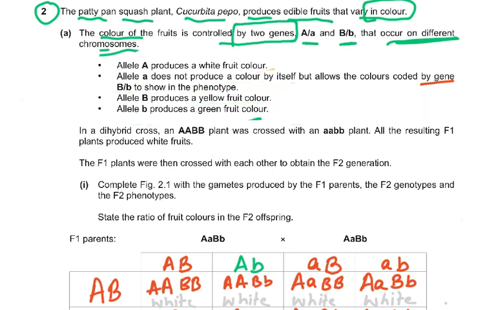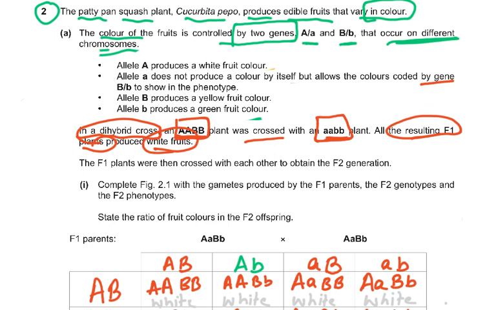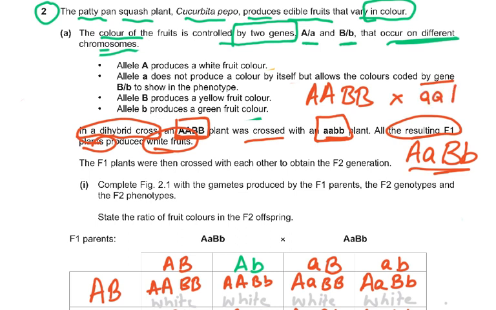Now as the question proceeds, in a dihybrid cross, a big A big A big B big B plant was crossed with a small a small a small b small b plant. So this is homozygous dominant for both characteristics, and this is homozygous recessive for both characteristics. All the resulting F1 plants produced white fruits. So all the resulting plants will be what? There will be big A small a, and big B small b. Why? Because we have big A big A big B big B crossed with small a small a small b small b.